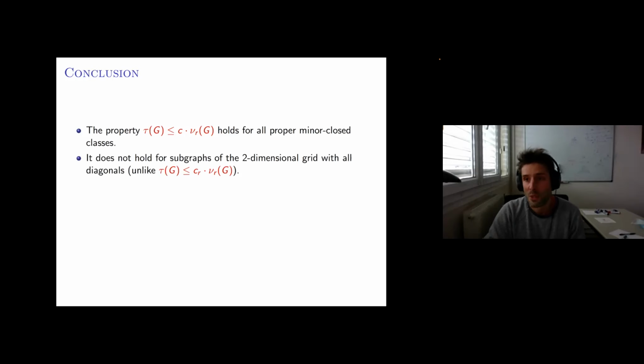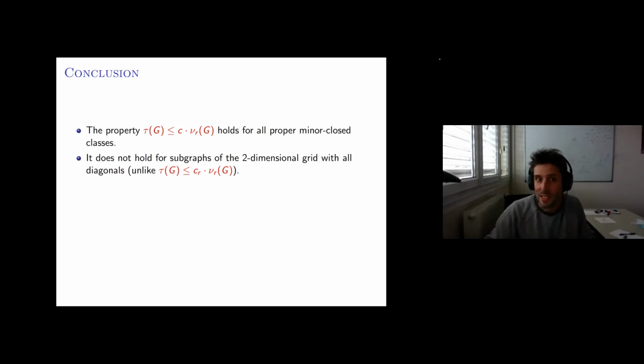And even for subgraphs of the two-dimensional grids with all diagonals, you don't have this property that tau is bounded by a constant times nu. So these are classes of bounded expansion. From the result of Zdeniak-Dvorak, we have that tau is bounded by a constant depending on r times nu r, but we can't get rid of this dependence between the constants and r already for two-dimensional grids with diagonals.